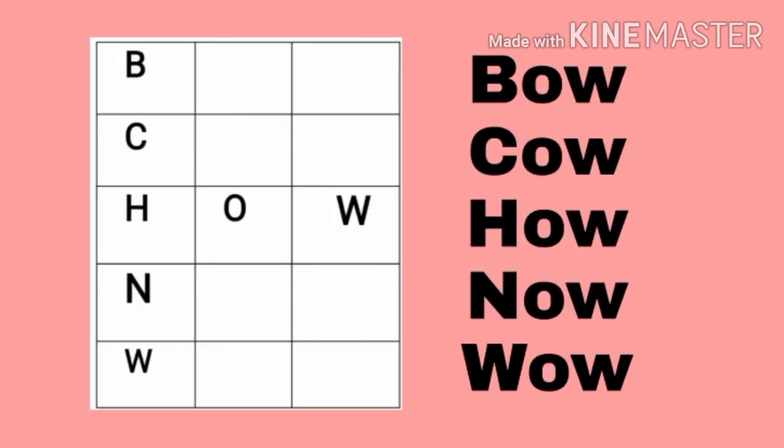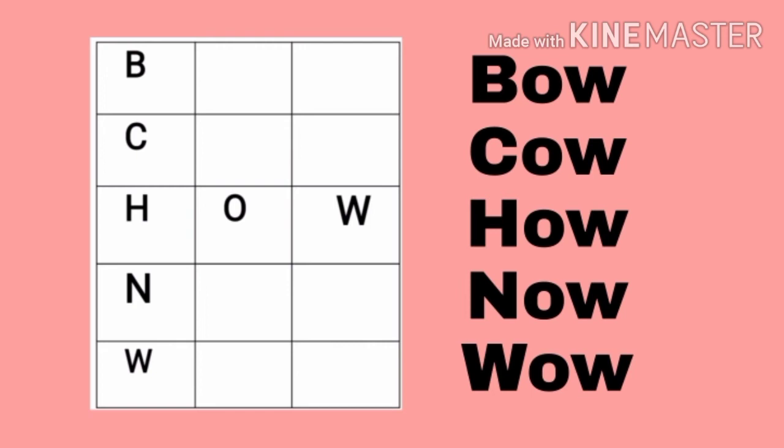Next vowel sound is O, and O's phonic sound is ow. Here we have to take a short sound of O, ow. So student, ow, we have to add in first column letters.